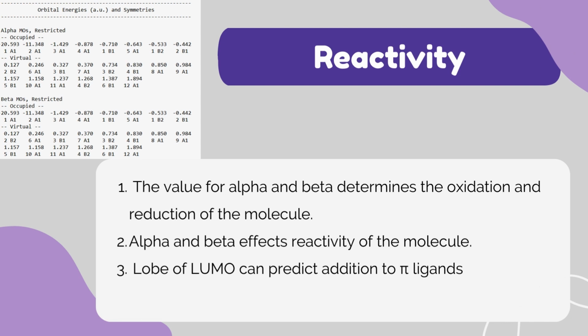So let's look at the next one, which is the reactivity. The position of the electrons being distributed is actually affecting the reactivity. So the values for alpha and beta determine the oxidation and reduction of the molecule. So alpha and beta affect the reactivity of the molecules. The lobe of the LUMO can predict addition to pi ligands.